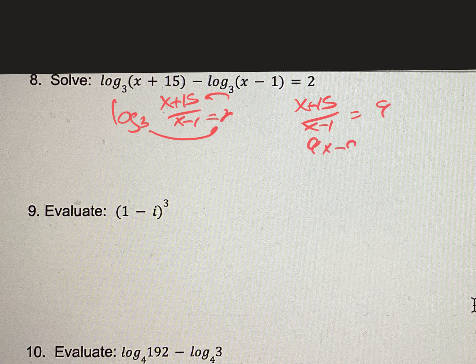Cross multiply, 9x minus 9 equals x plus 15. Let's move that x over, make it 8x. Let's move that 9 over, it's 24. Divide by 8 is 3. Double check before you circle. It's good. Doesn't make anything negative, so we're good.